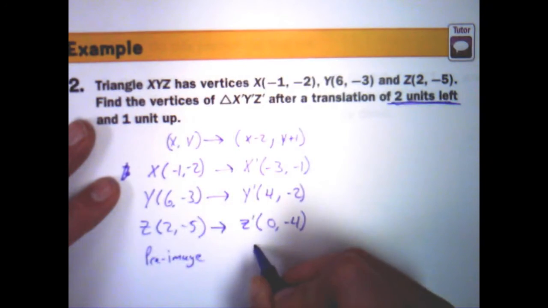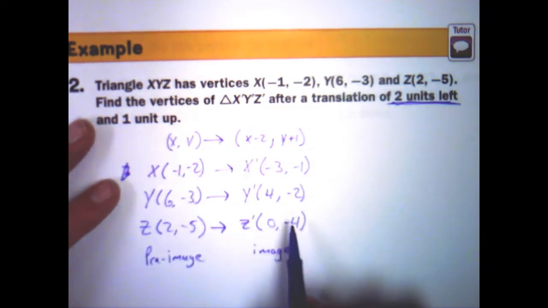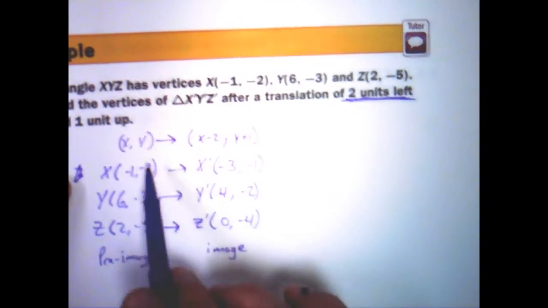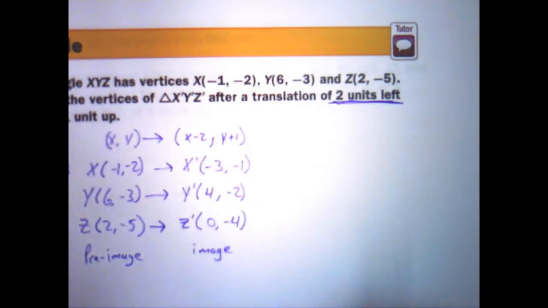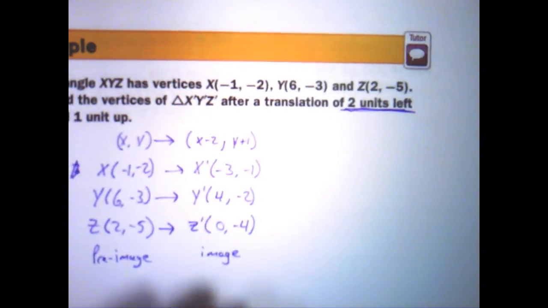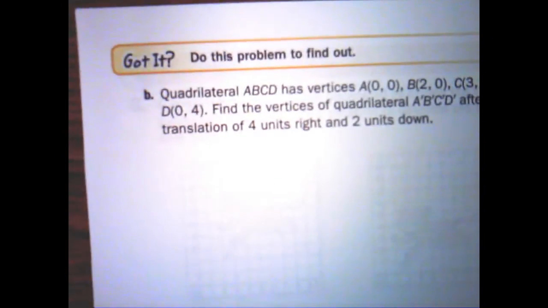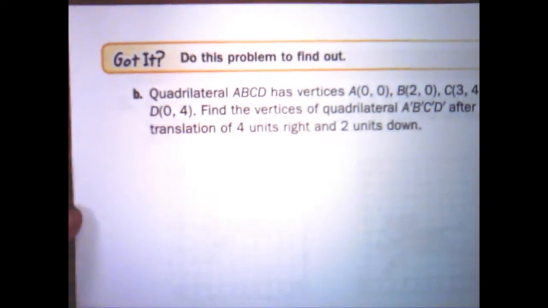This would be my image. Where I started, where I ended. I really like writing it out like this because it clearly shows what I did in my translation. Okay. All right. Once you guys try B, try that one on your own. I'll be back in a minute to go through it with you.